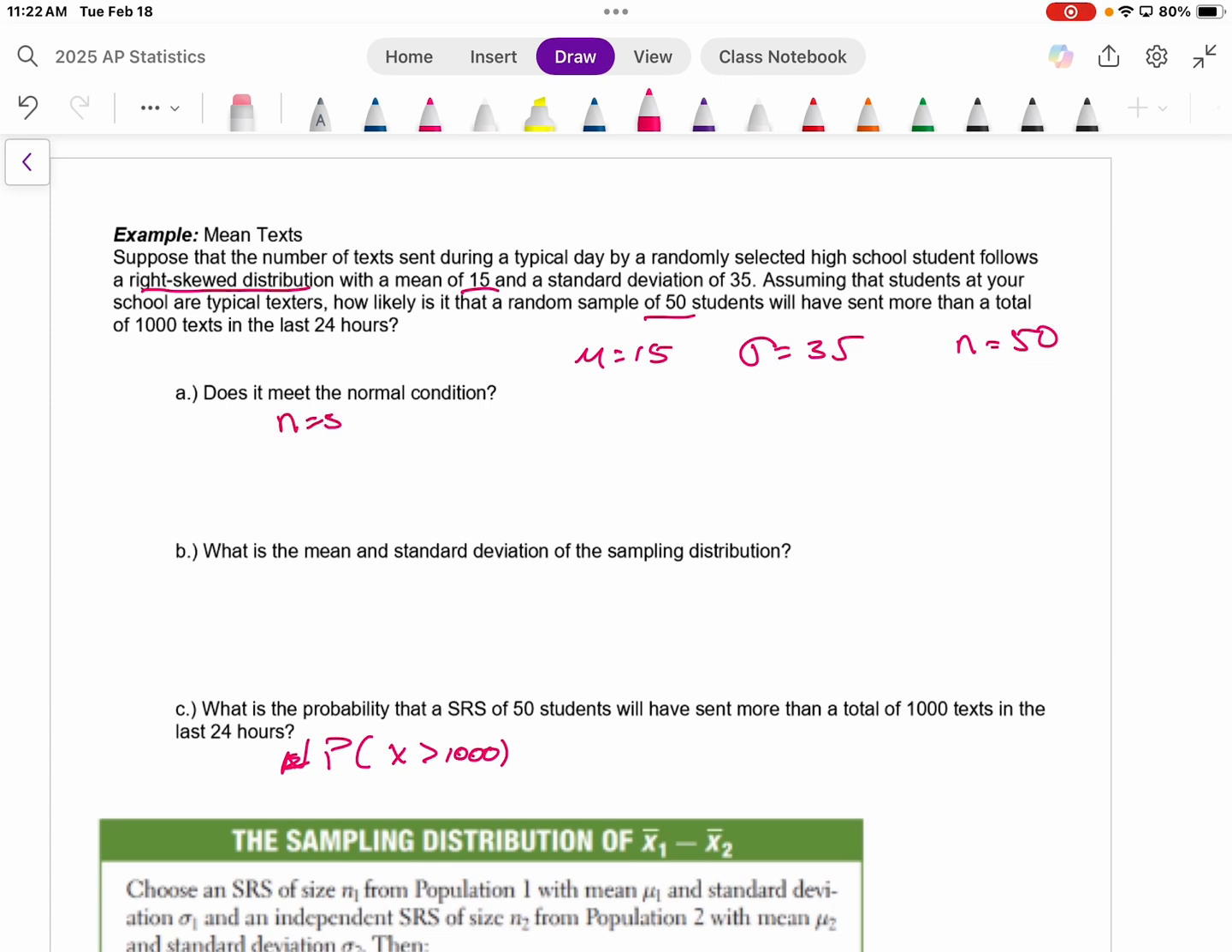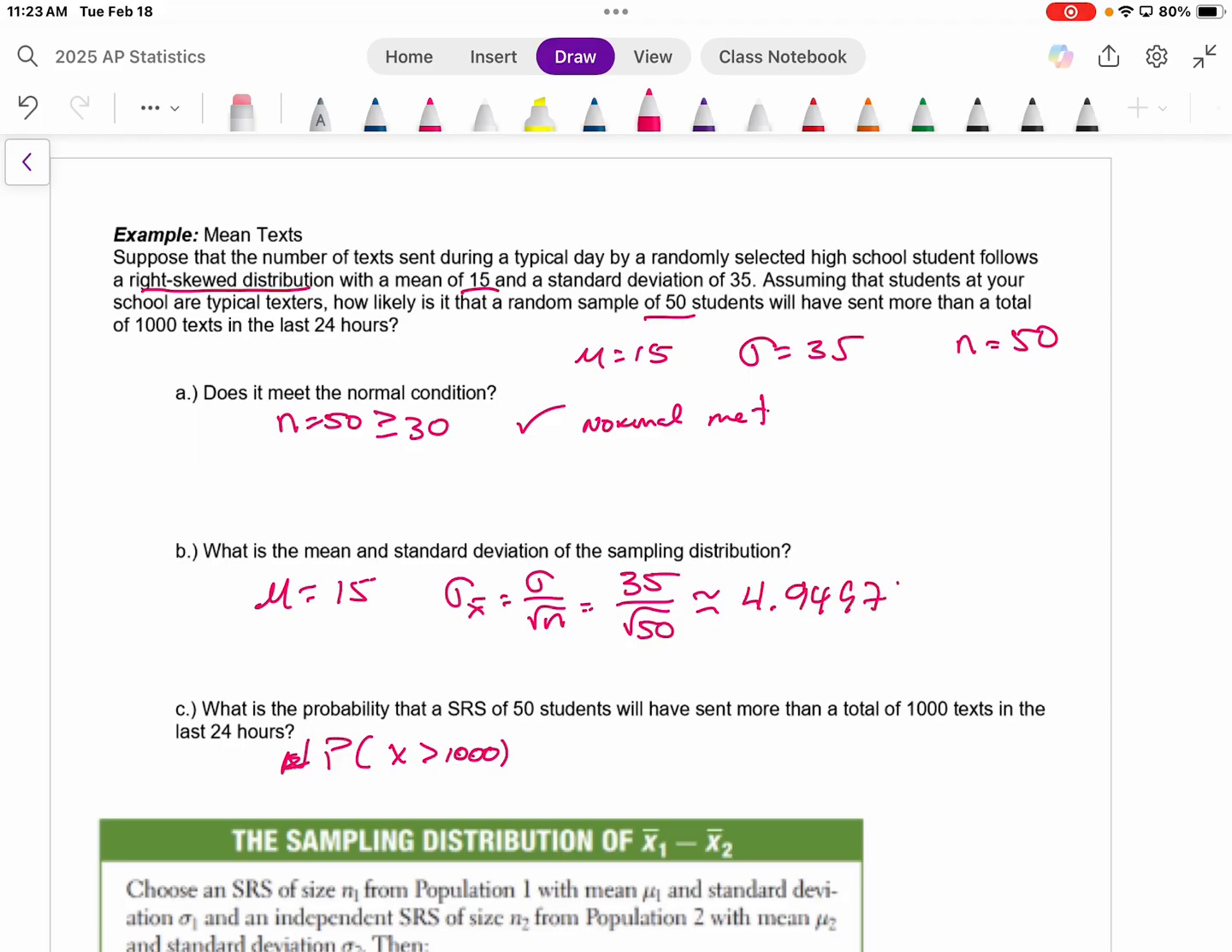So do we meet normal? Our sample size is 50. That's greater than or equal to 30. Normal condition met. What is the mean? The mean is equal to 15. The standard deviation would be the old standard deviation divided by the square root of n. So that would be 35 divided by the square root of 50, and then we get 4.949747468. Now here's where we've got to be careful.